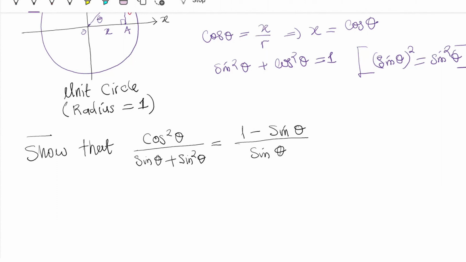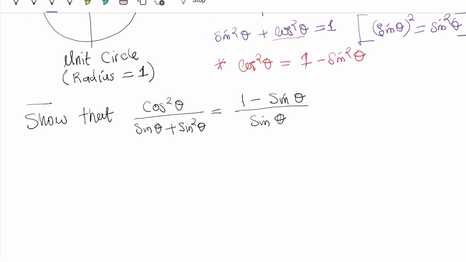Now let us make a note here on top. Remember, we said sine squared theta plus cos squared theta is equal to 1. So let us make cos squared theta the subject of the formula. We subtract sine squared theta from both sides. So this is cos squared theta is equal to 1 minus sine squared theta.